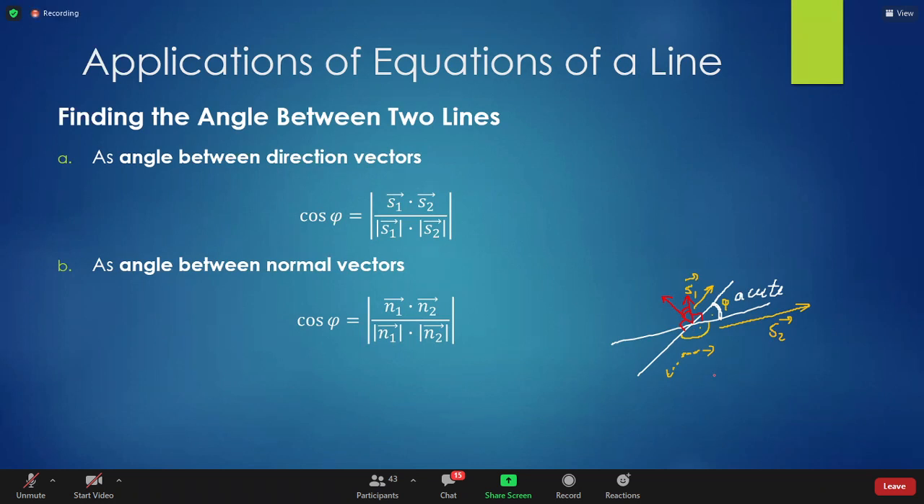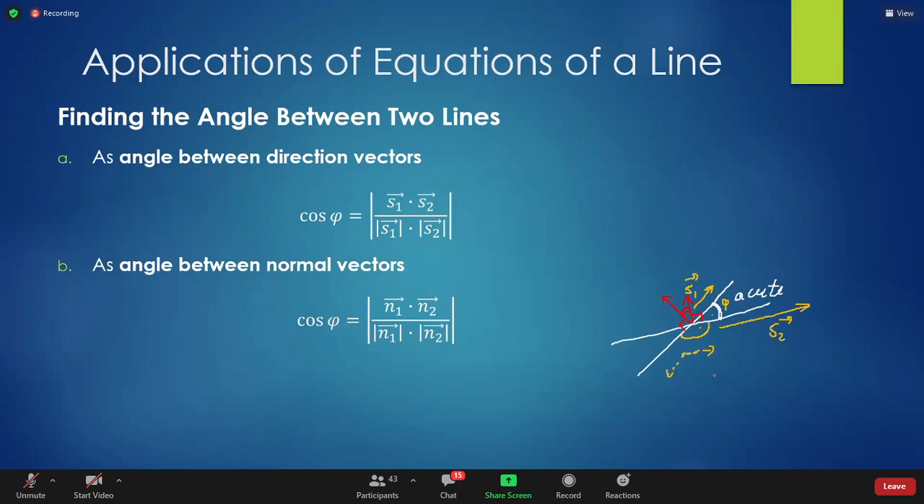So if both lines have equations using direction vectors, then you use direction vectors. If both lines have normal vectors, you use normal vectors. If one line has a direction vector and the other a normal vector, then you need to transform one of the equations so that you get them in the same form, and then you can choose the correct formula.